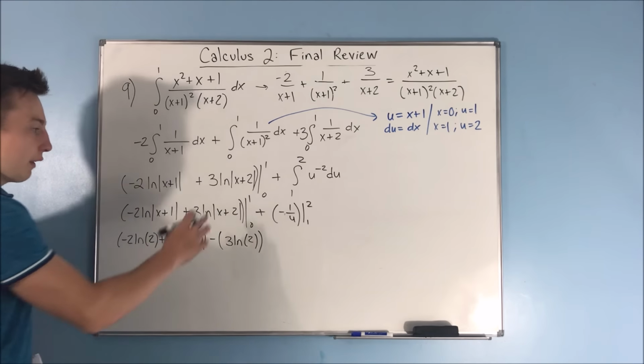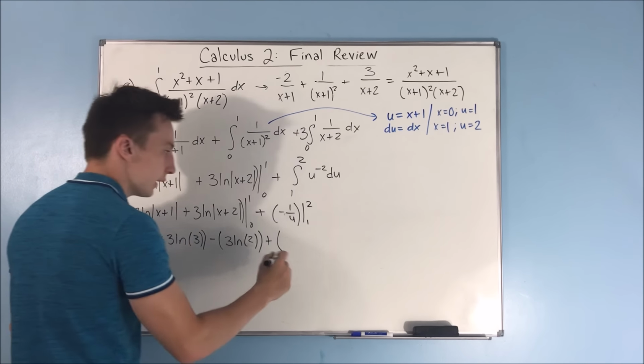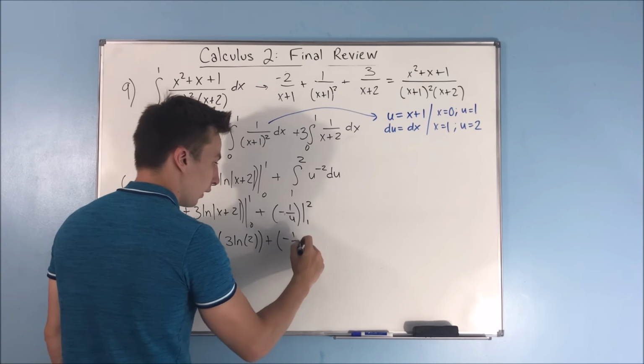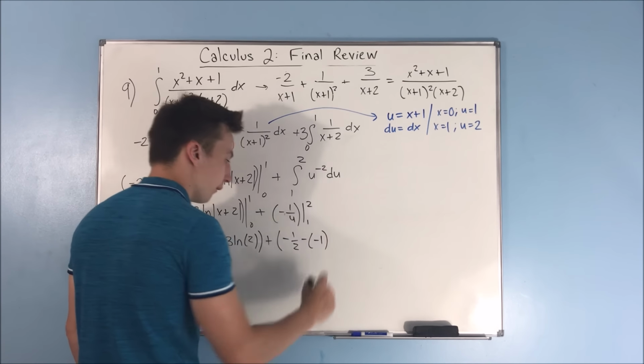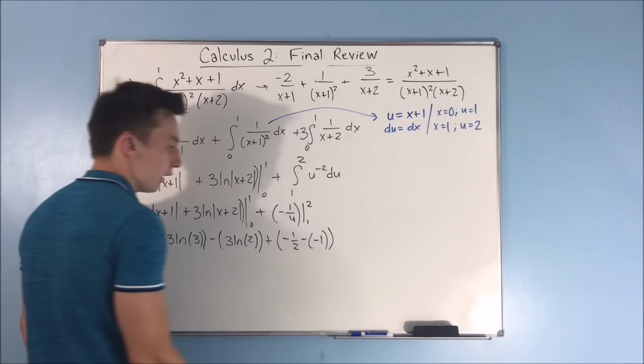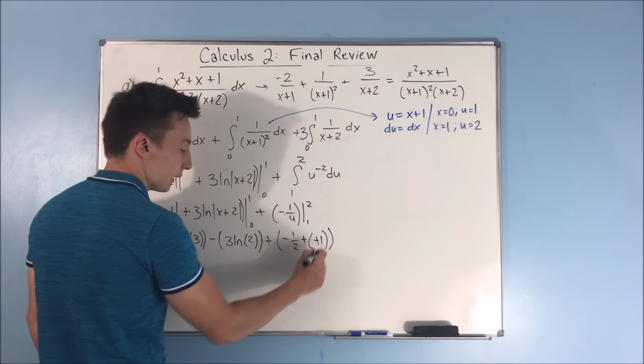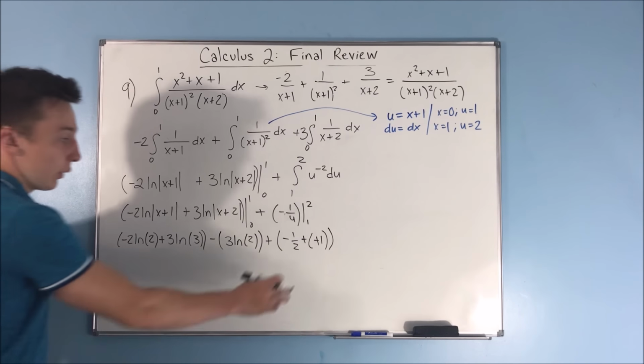Okay, now we have a plus. This is a negative 1 over 2 minus a negative 1. Okay, when you plug that in, and you're going to add these because it's 2 negatives, you just get a 1/2 here.